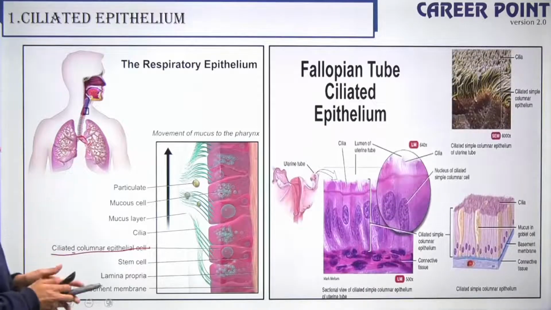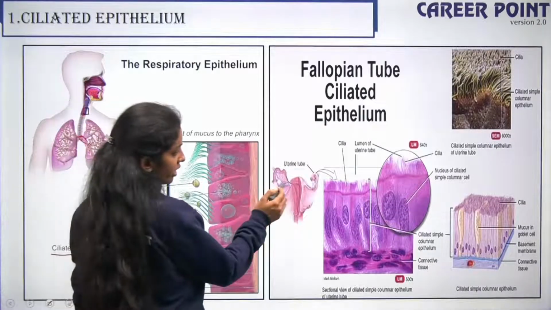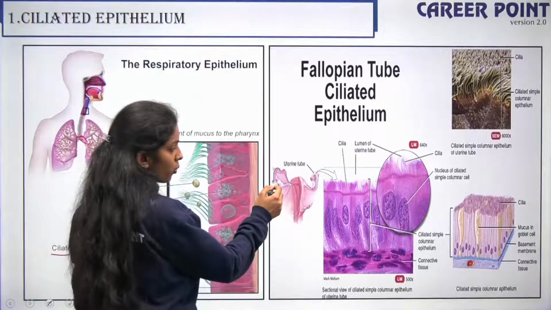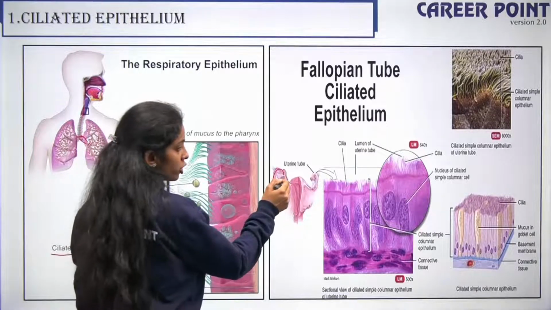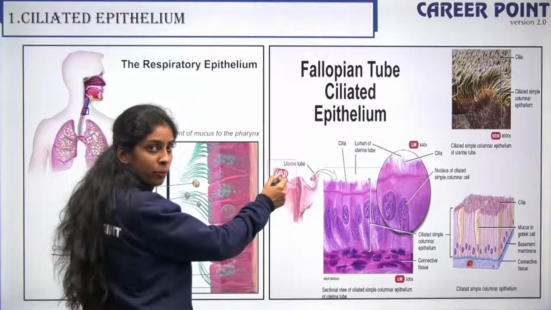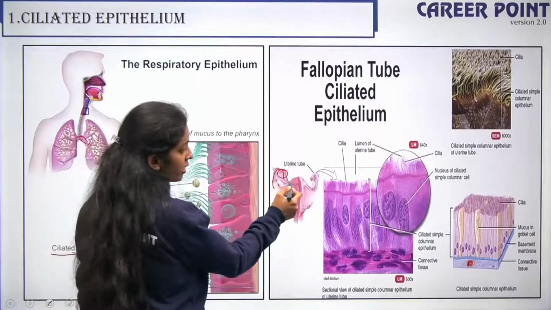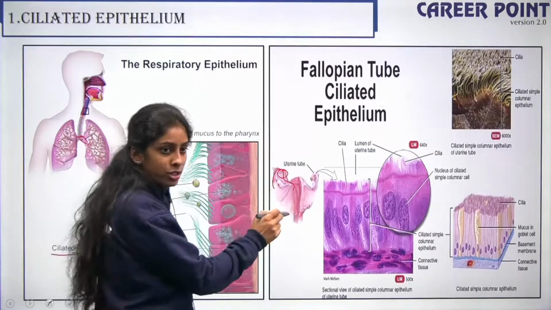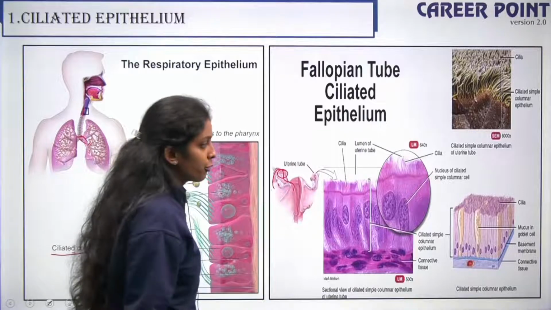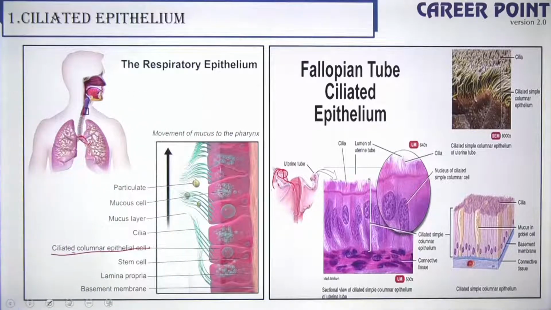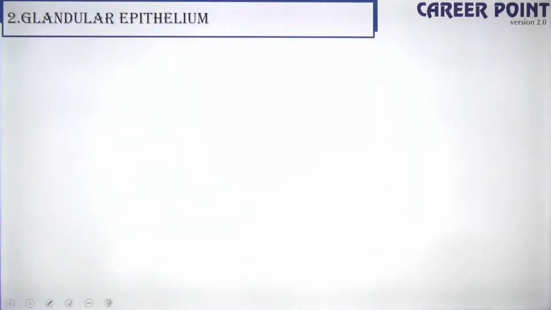So this is your fallopian tube. You have your ovary here. It produces ova and it has to be moved to the fallopian tube. Fertilization happens in your fallopian tube. Now it has to come here for implantation. So the movement happens with the help of your cilia. Here you have your ciliated epithelial tissues.